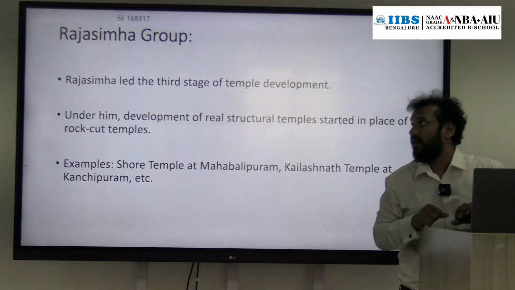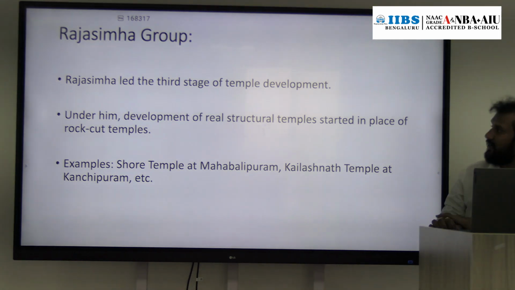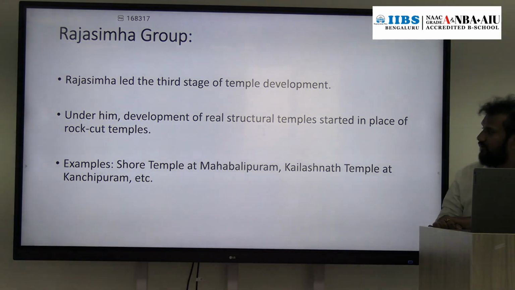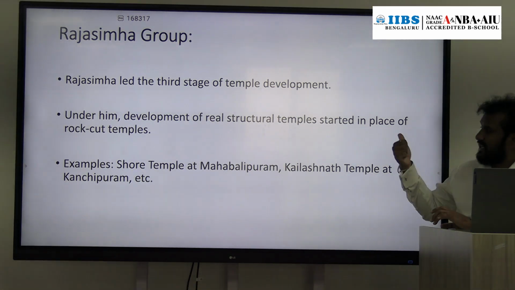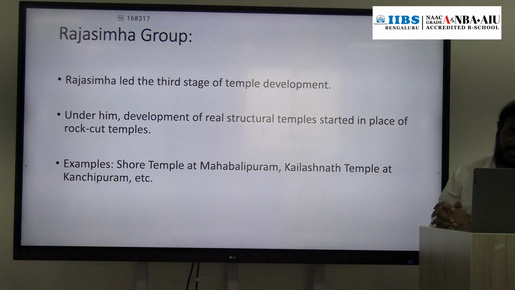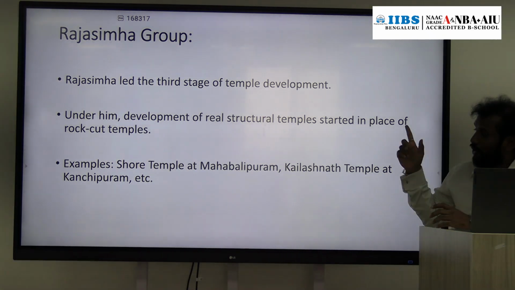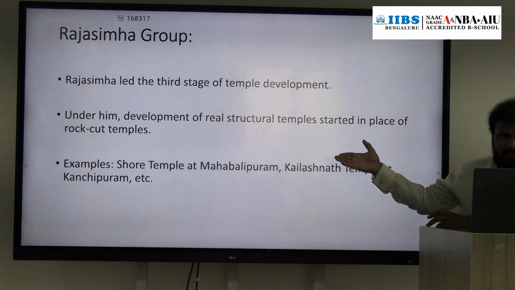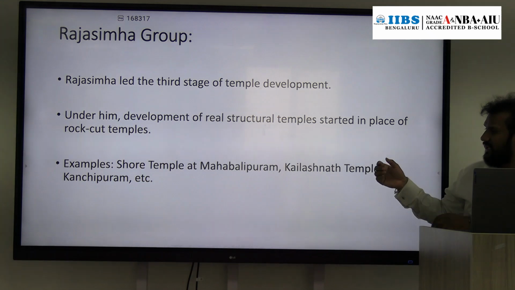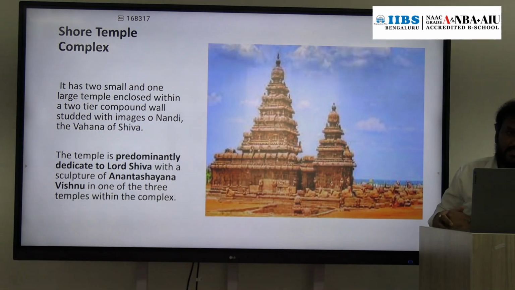Then Rajasimha's time, the third stage of development. During Rajasimha's time, structural temples were started in place of rock cut temples. Examples are the Shore temple, which is in Mahabalipuram, and the Kailasanatha temple. Check here. This is the Shore temple, which is located in Mahabalipuram.